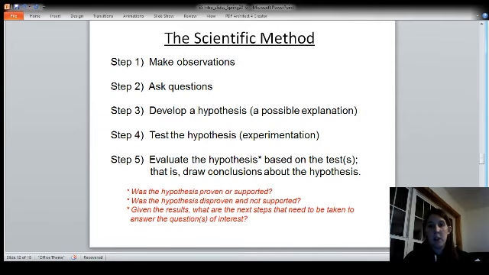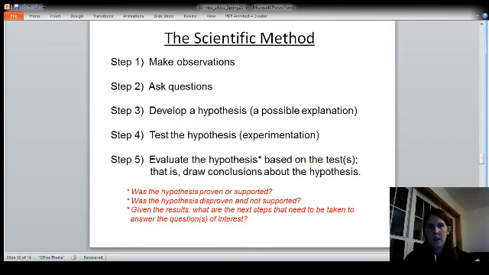So, the scientific method. When you use the scientific method, you start out by making observations. The scientific method always starts with an observation. I see that it gets brighter in the morning and it gets darker at night. And so step 2 is ask questions. Why does it get brighter in the morning and why does it get darker at night?